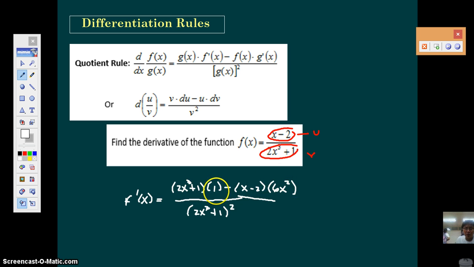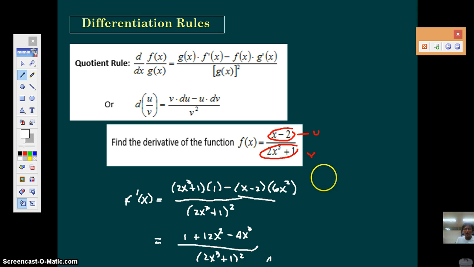Now, 2x cubed plus 1 minus 6x squared times x minus 2, the numerator will become minus 6x squared times x, which is minus 6x cubed, plus 12x squared. So, the derivative would be 1 plus 12x squared minus 4x cubed all over the quantity 2x cubed plus 1 squared, using the quotient rule.